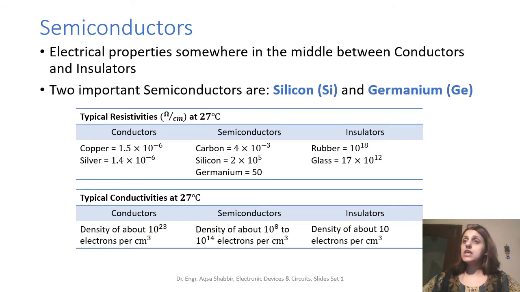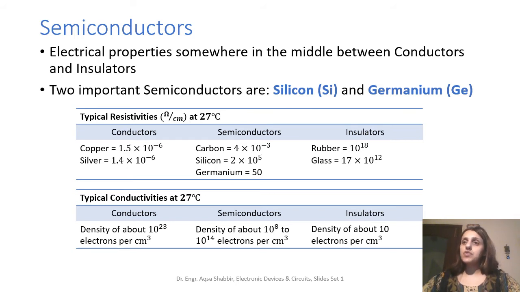Now that we have seen the two extremes, the conductors and the insulators, we move on to the third kind of materials, which are possibly the most important kind. They are the semiconductors. Semiconductors are very important and highly useful in electronics and subsequently in electrical engineering because they have electrical properties which are somewhere in the middle between conductors and insulators. Two widely known and important semiconductors are silicon and germanium.